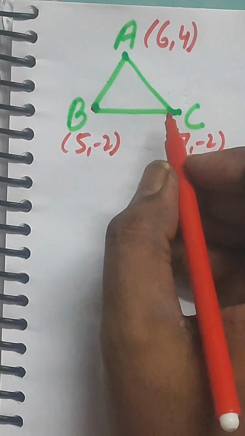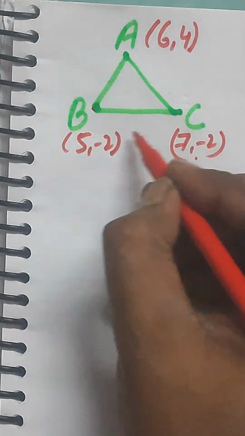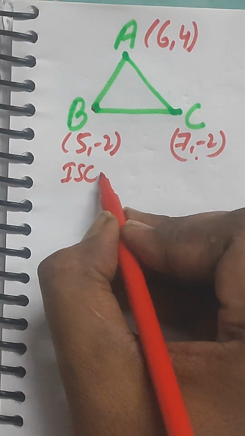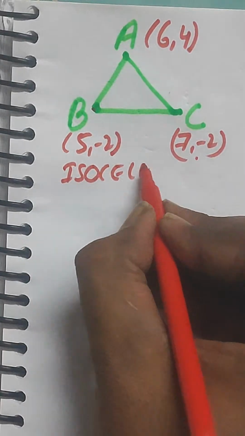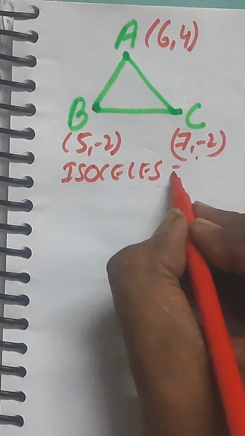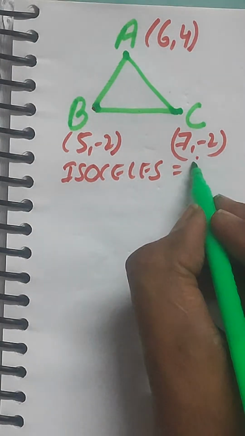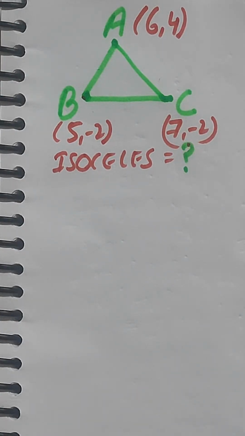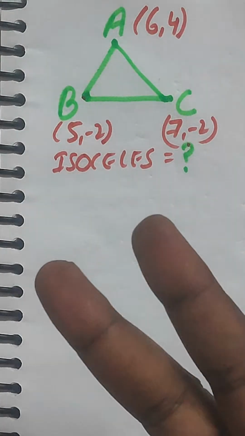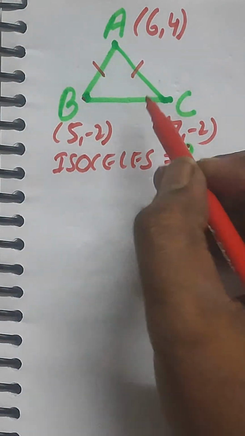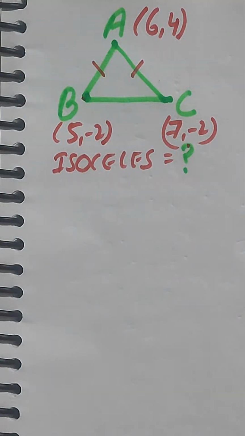Okay. Now we need to prove that these are the vertices of an isosceles triangle. That means the above triangle is isosceles. We need to prove it. So to prove it, what we need to do? What is the property of an isosceles triangle? The isosceles triangle is a triangle whose two sides are equal. Two sides. So these sides can be this one, or can be AB and BC, right?